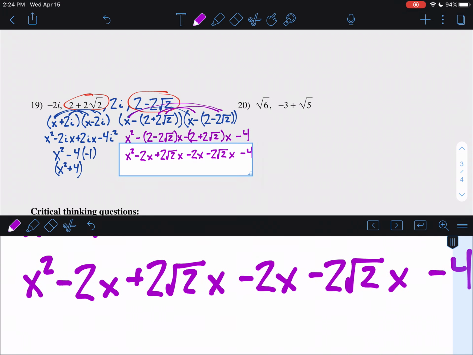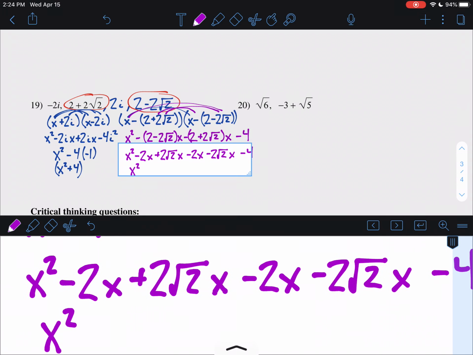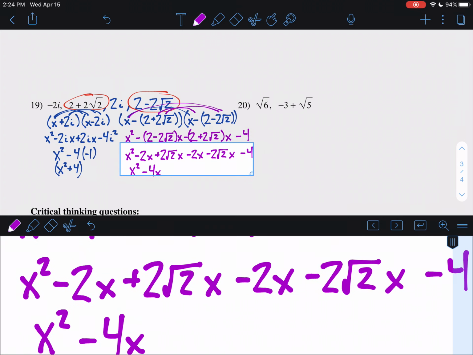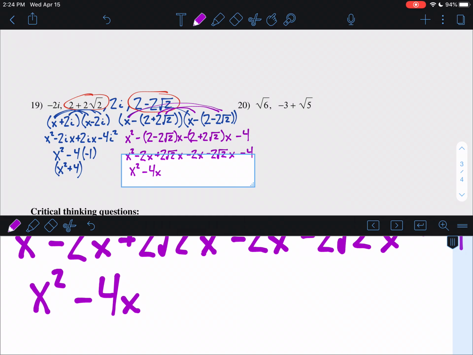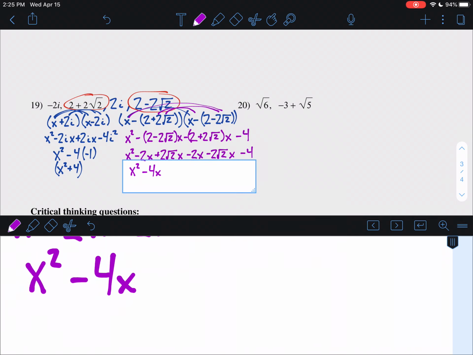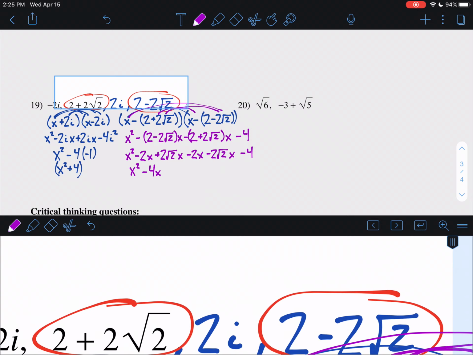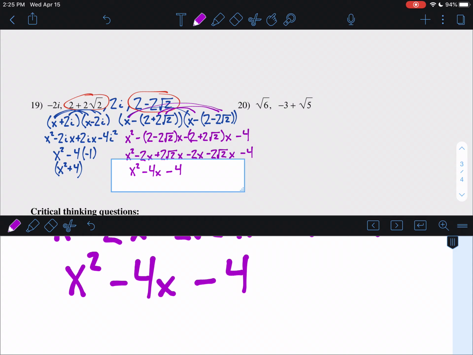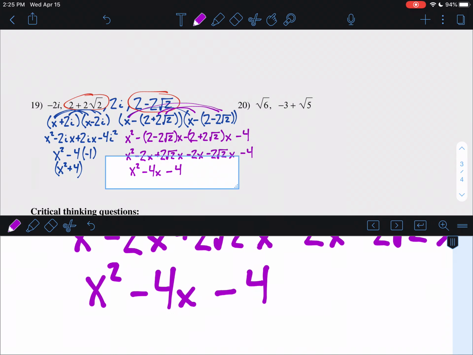I combine like terms, so I have x squared, and then I have minus 2x minus 2x, which is minus 4x. And then I have plus 2 square roots of 2x minus 2 square roots of 2x. Those cancel out. And since those cancel out, that is why we have to take the complex conjugate when there's a root. We always have to take the complex conjugate when there's a root because they'll cancel out and all I'm left with is x squared minus 4x minus 4. And I'm multiplying that times x squared plus 4.